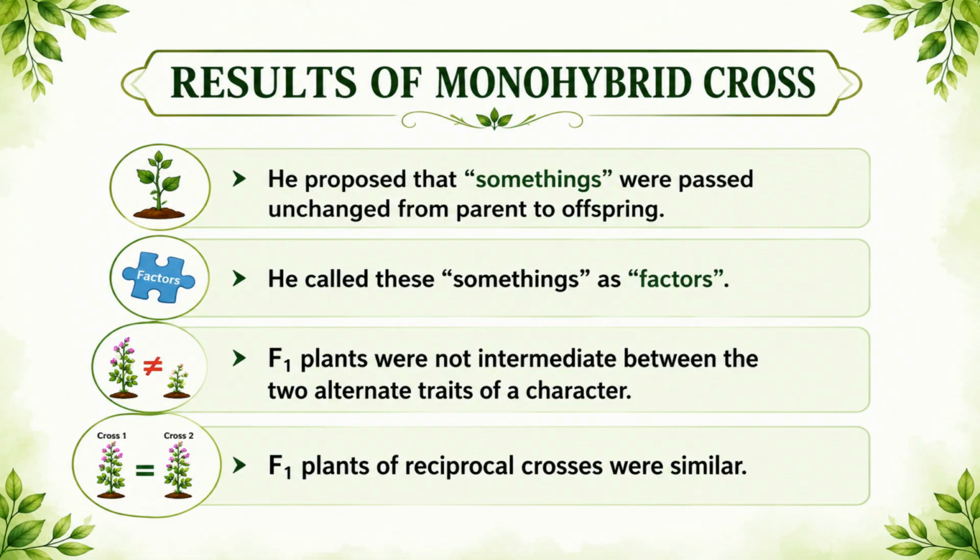Another important observation was seen in reciprocal crosses. Mendel found that the F1 plants obtained from reciprocal crosses were exactly similar. This proved that inheritance of traits does not depend on which parent contributes the character. Both parents contribute equally in inheritance.